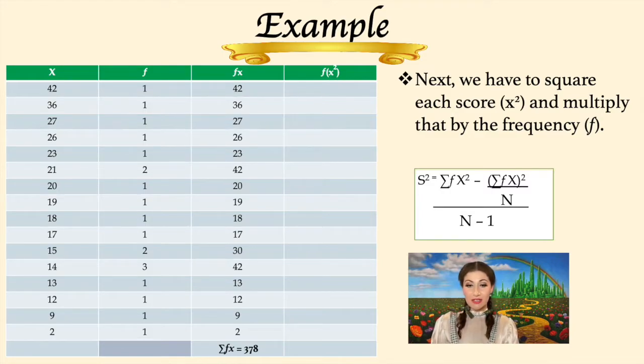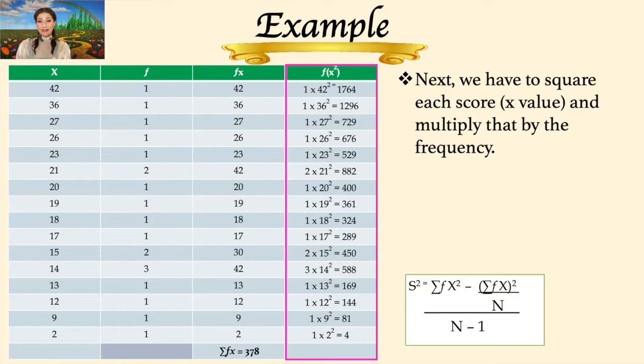Then I look at the next value I have, which is 36. 36 occurred 1 time, so I'm going to do 1 times 36 squared. You're going to continue doing this for all of the ones that have a frequency of 1. And then, for example, let's look at a score of 21. The score of 21 occurs 2 times. So what I'm going to do is square 21 by itself, and then multiply it by 2 because this time my frequency is 2.